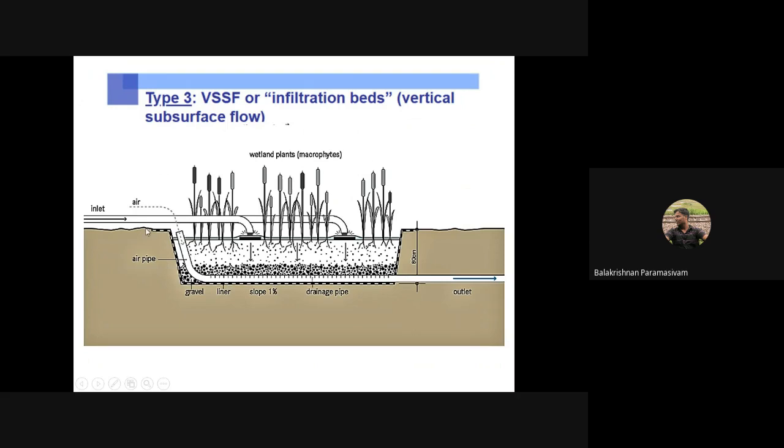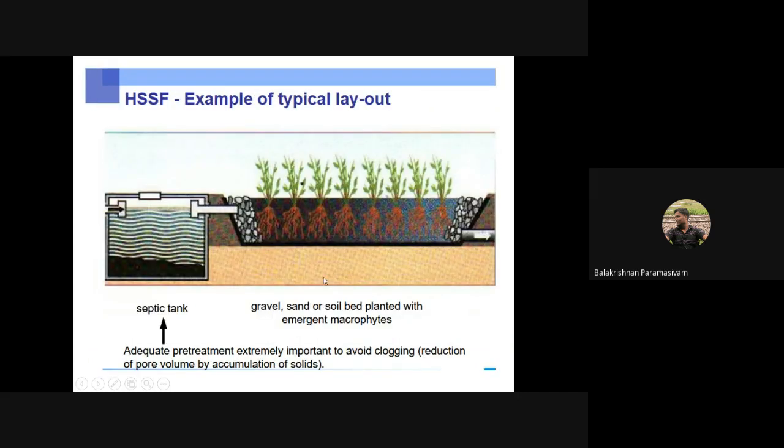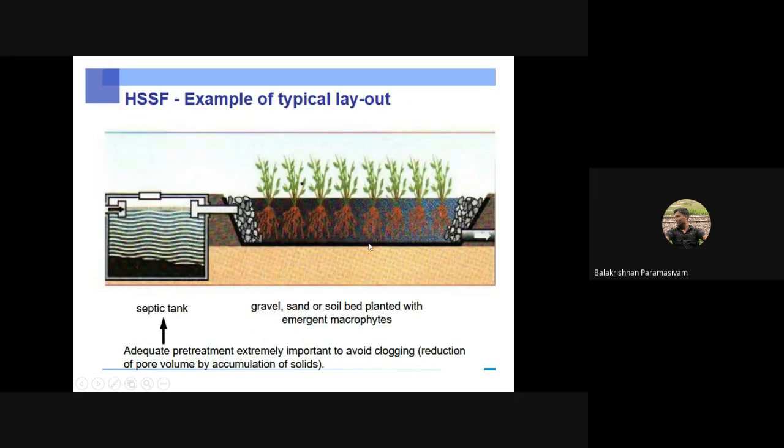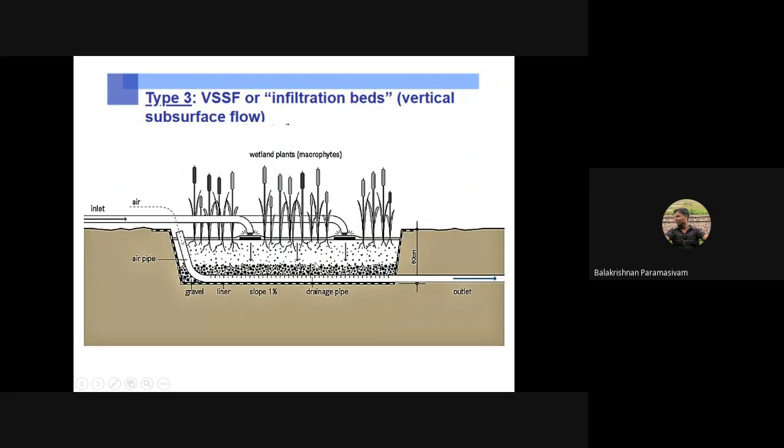Okay, so because of the air vent pipe, the air will pass through in the vertical direction. But in case of horizontal, we won't provide any air vent pipe. So there it will be in either anoxic condition or anaerobic condition. But in case of vertical flow constructed wetland, we are providing air vent. So here it will be the aerobic condition.